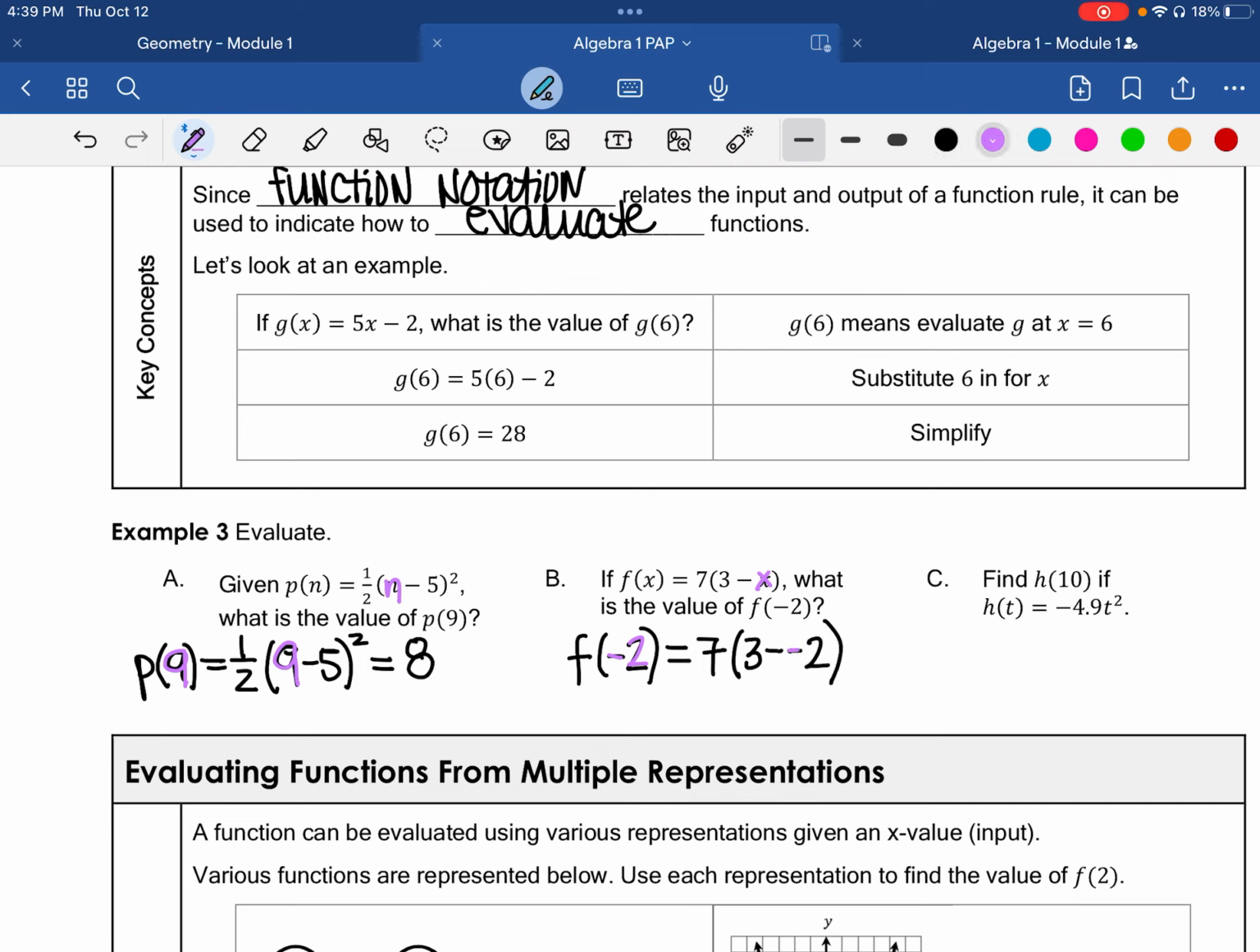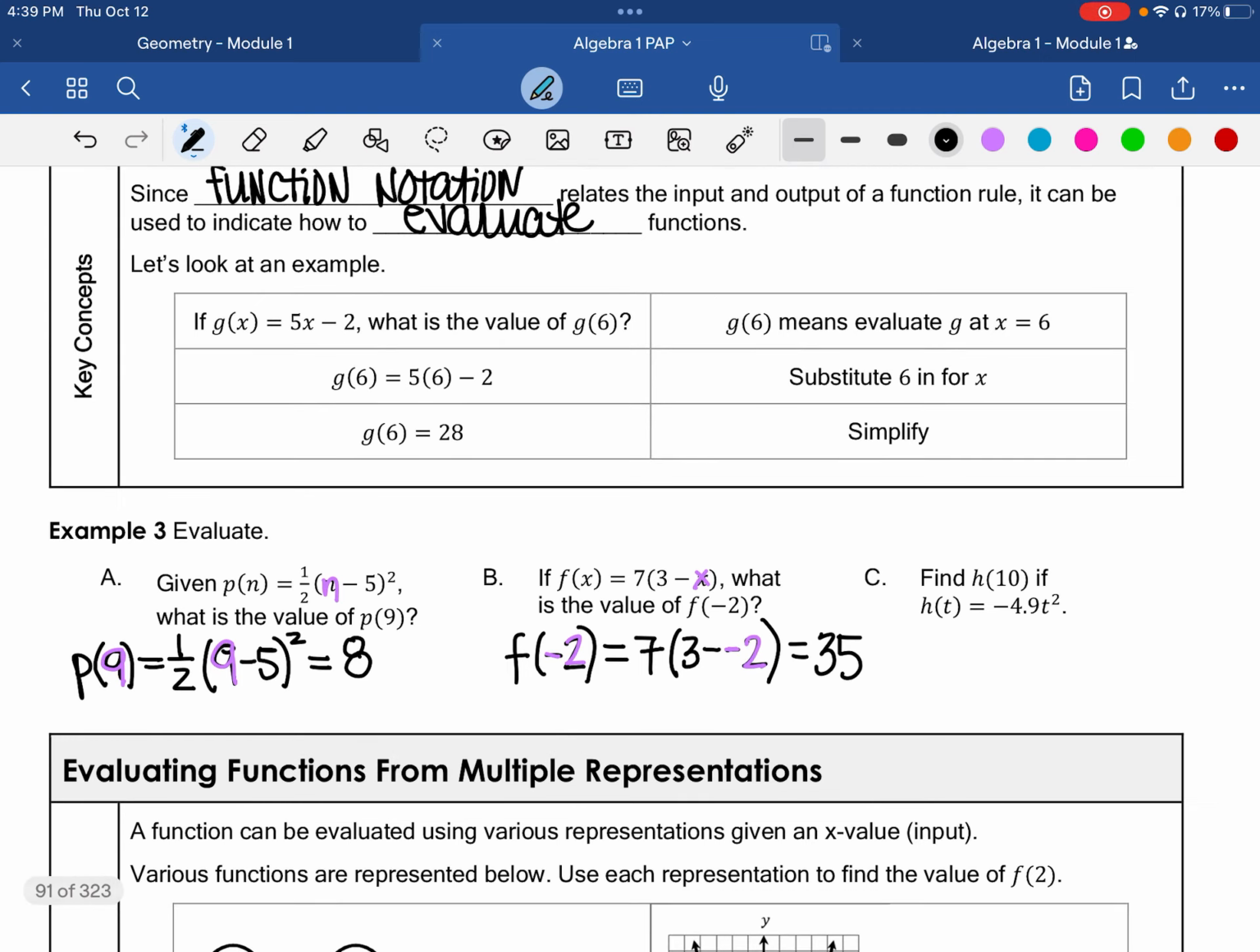I'm going to go ahead and place this in my calculator. And yes, I can either leave the double negative or I can fix the double negative and put 3 plus 2. Either way, I'm going to get 35 for an answer. Go ahead and pause the video and see if you can do the last one on your own.